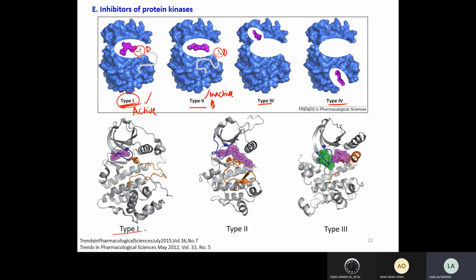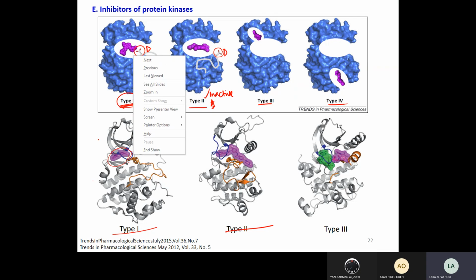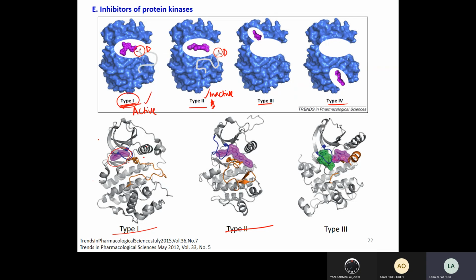Here are two crystal structures of type 1 and type 2 inhibitors bound to kinases. Again, the N loop, the C loop, that's the C helix. This is the ATP binding site. The one in blue is the glycine rich loop. This is, let's say, the loop that has the DFG motif. Here the shape is not very clear, but as you can see, the aspartic acid is pointing towards the binding site.